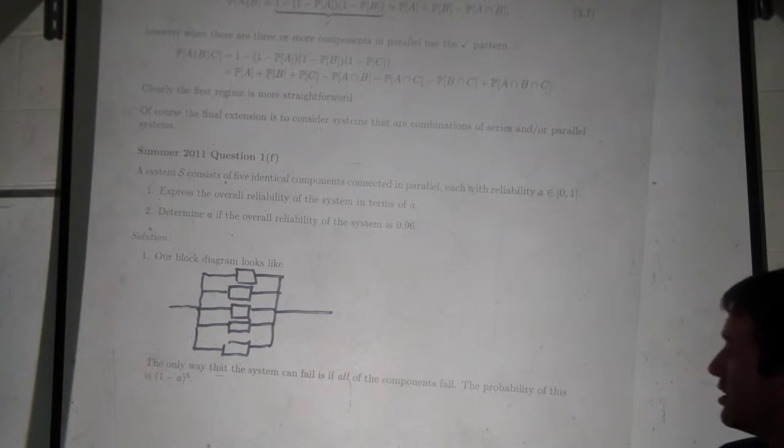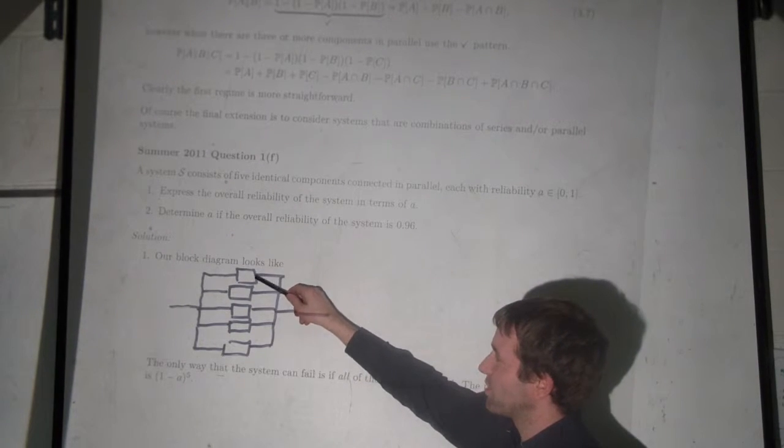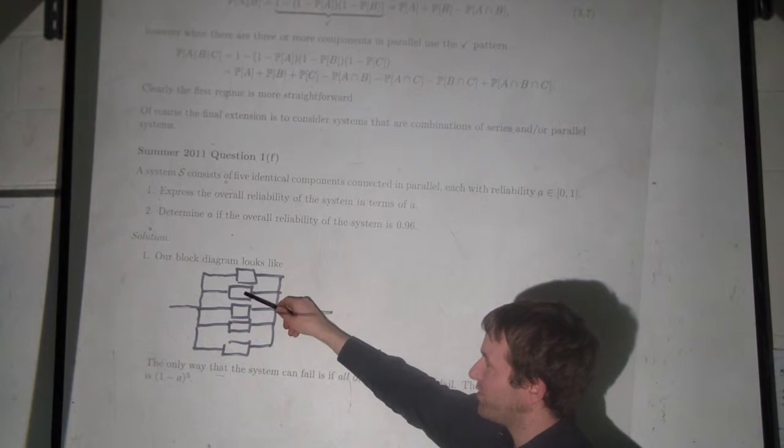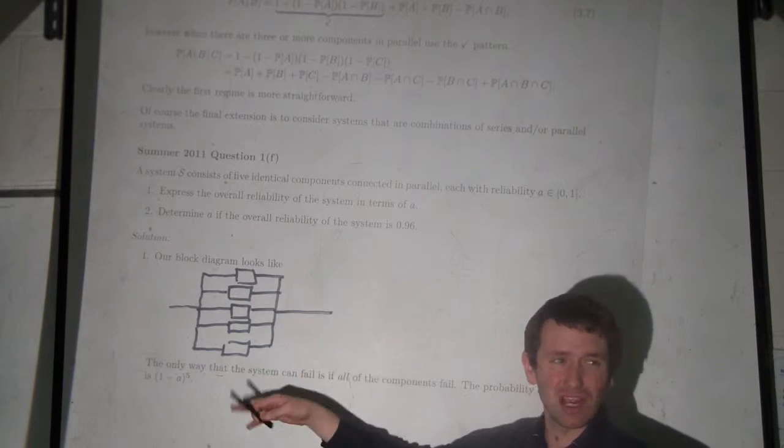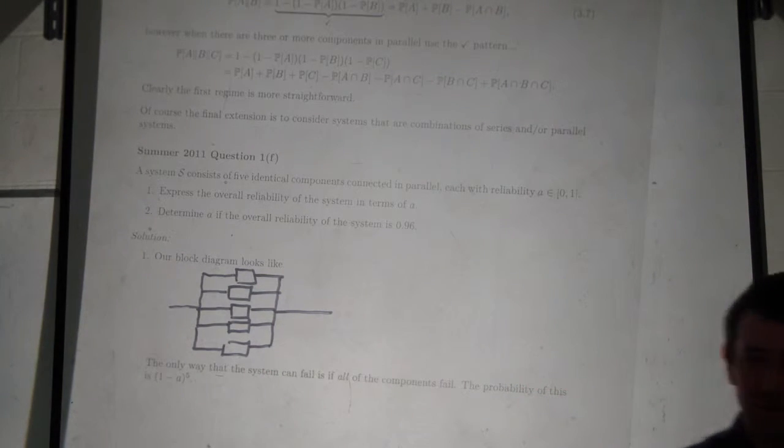Okay, so the only way that this can fail, so finding the way that it works is difficult because you can have this works, work, fail, work, you know, it's horrible. So it's way easier to just calculate the probability of it failing. How can this fail? Everything fails.